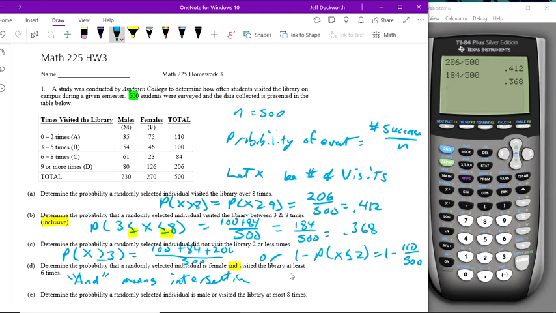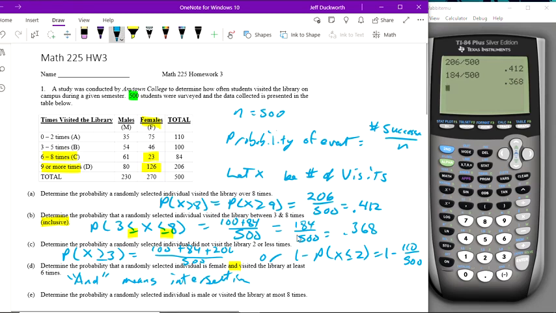That means both of them have to occur at the same time. Well, 6 or more are these two. We've got those 2 rows, and we're looking for female. So this column, those intersect at this 23 and 126.